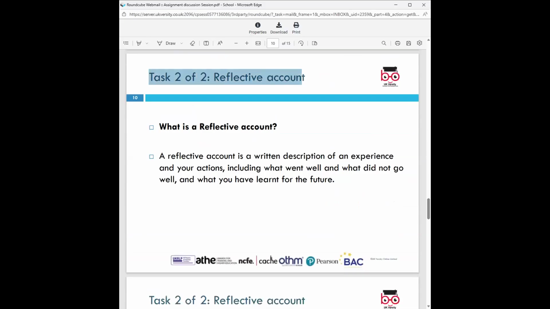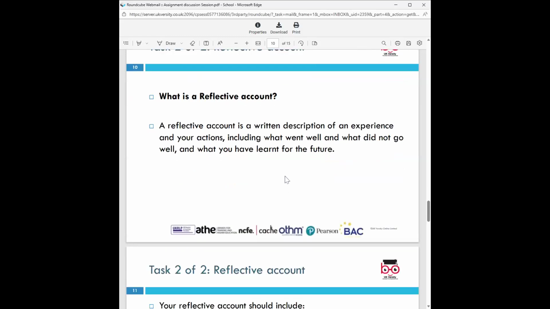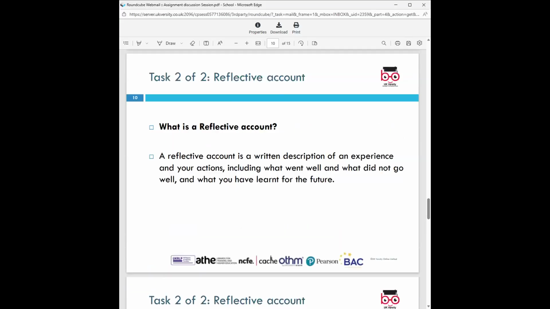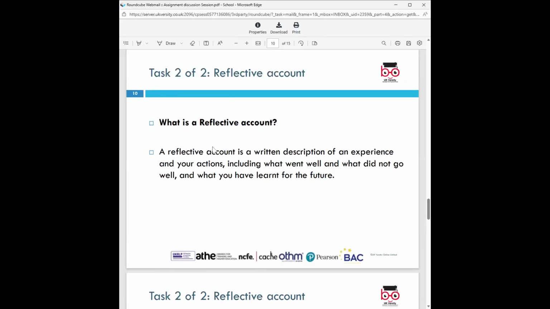Task 2, okay, is separate, yeah? Okay. It's a reflective account. What's a reflective account? What does a reflective account mean? That's from your own, yes, personal. Yes, your own experiences, your own actions, and what you do well and what you learn from for the future, okay? So this is task 2. So that was task 1. Do you understand? Yeah, it's good. Yeah, I understand.